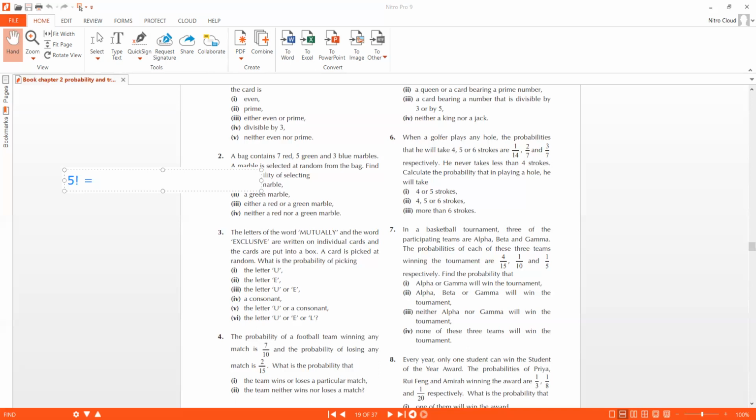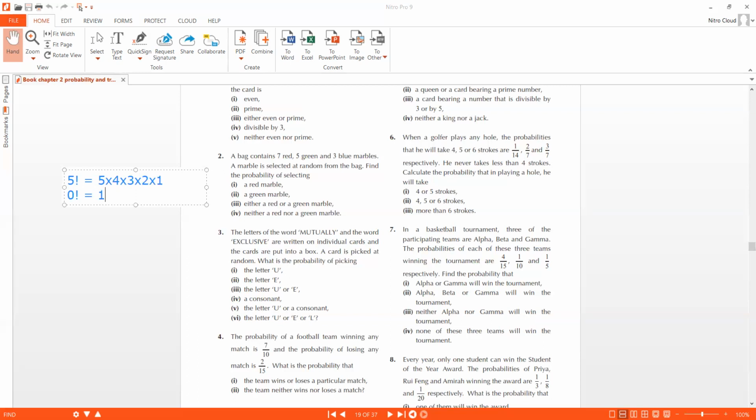Okay, the factorial means the product of the first numbers. If I am saying 5 factorial, it means 5 multiplied by 4 multiplied by 3 multiplied by 2 multiplied by 1. Even though 0 factorial is equal to 1, this is what you must remember.